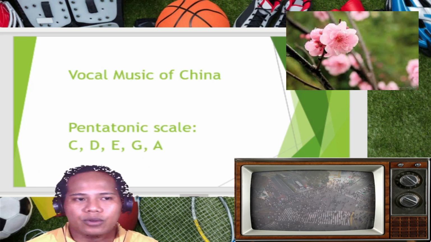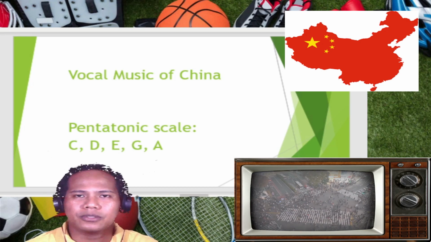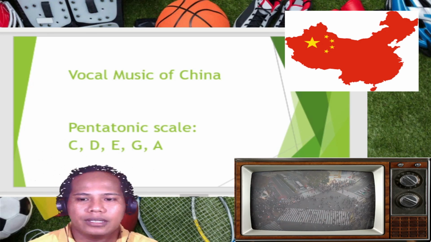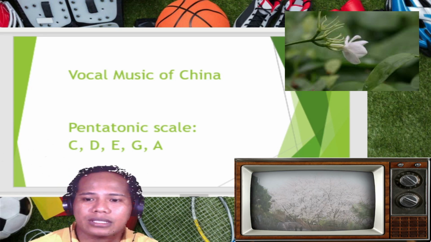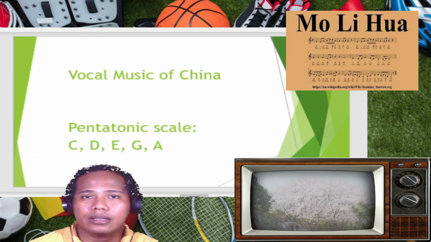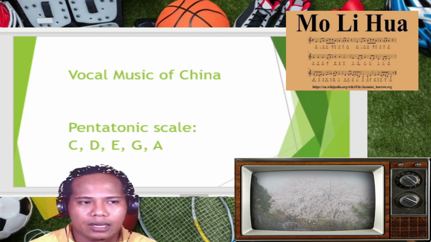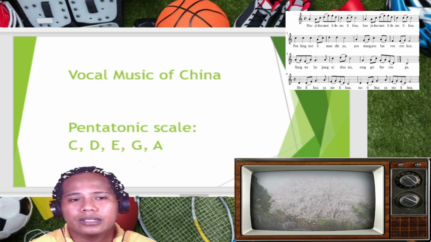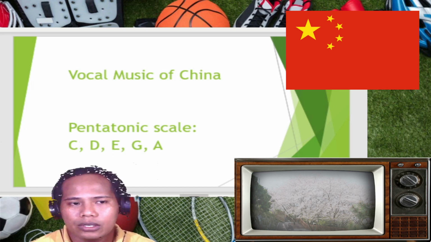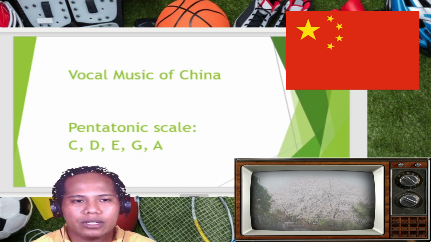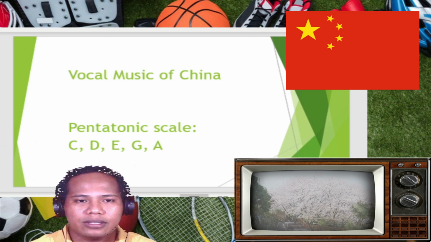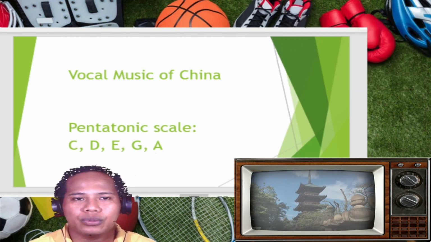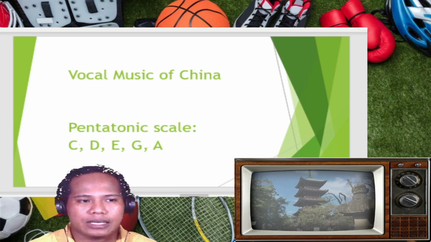All right. Now, in the vocal music of China, it's almost the same as Japanese, but they are also using the pentatonic scale. We have C, D, E, G, and A. Chinese vocal music has traditionally been sung in a thin, non-resonant voice or in falsetto. It is usually solo rather than choral. Traditional music is melodic rather than harmonic. Most Chinese music is based on the five-tone scale. Okay, that is the pentatonic.